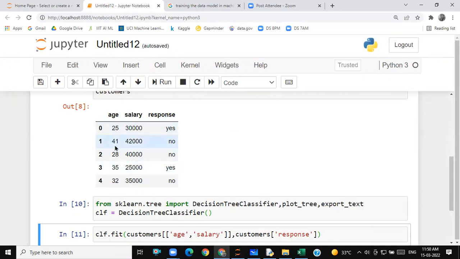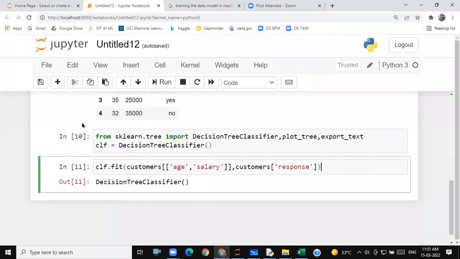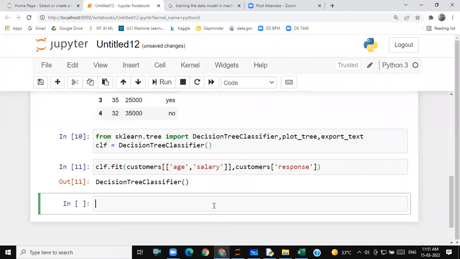Age is not that discriminating, because some people more than 30 years old responded, and some people less than 35 years old also did not respond. So age is not that informative, but salary is very informative. See how easily I can explain it to you. So don't worry, this is going to be my results.